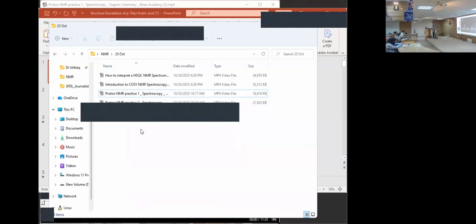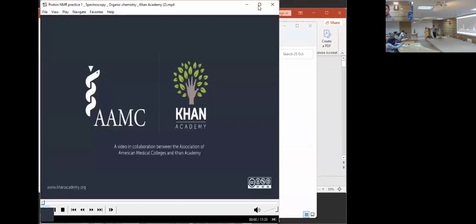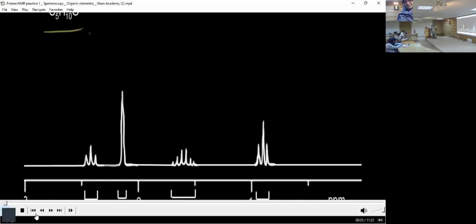Let's say we're given this molecular formula, C5H10O, and this proton NMR spectrum, and we're asked to determine the structure of the molecule. Okay, so you are requested to pay full attention, and then we will solve some problems after that.